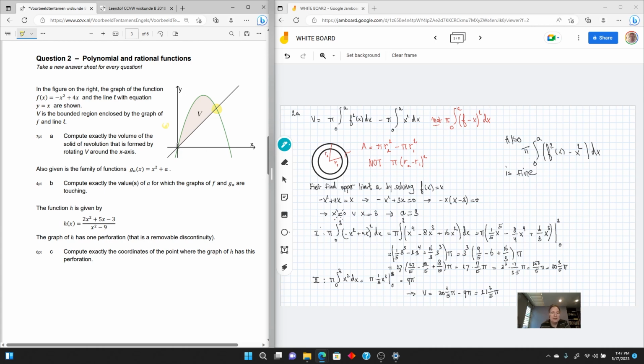And x equals 0 is actually our point here. So that's not the point we want to find. We want to find the upper limit. So x is equal to 3. So our upper limit here is a is equal to 3. And now we just need to calculate the whole thing.